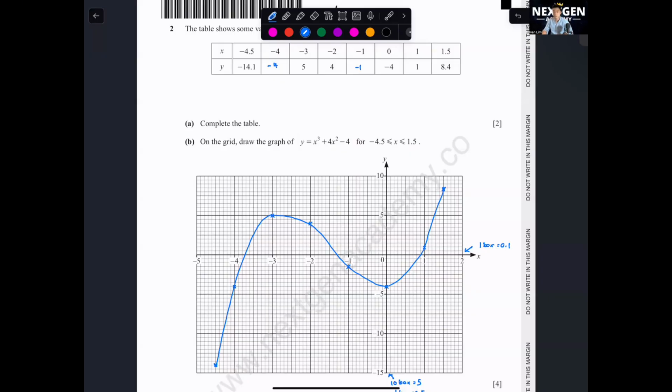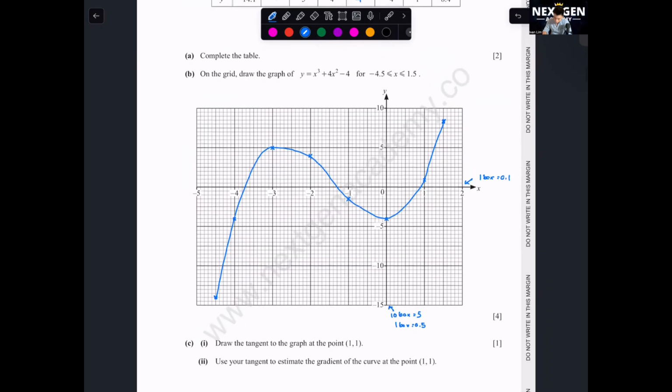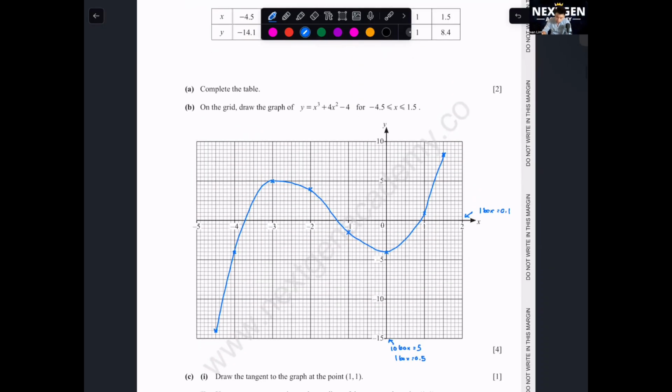Right. Okay, like this. This one no need to explain. Drawing of the graph. Okay, the next one. Draw the tangent to the graph at 1, 1. Tangent means a line that touches one point and one point only.